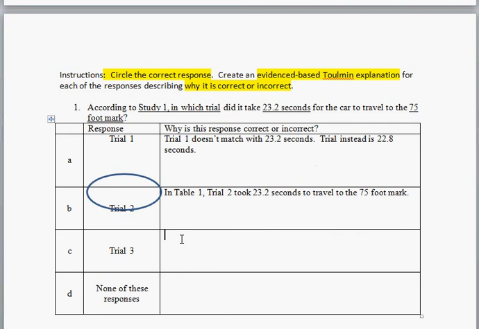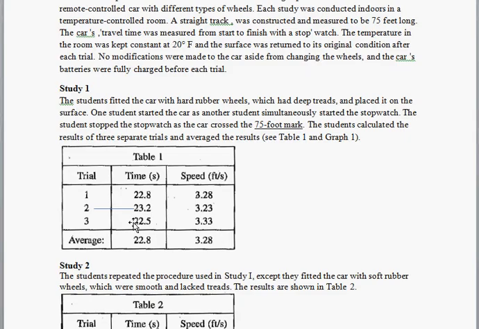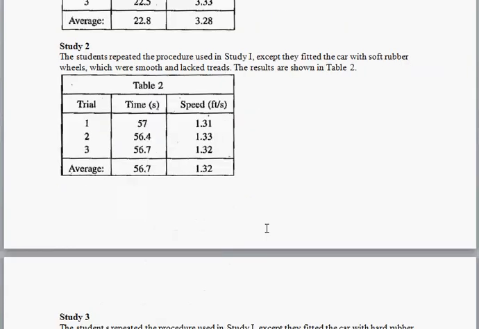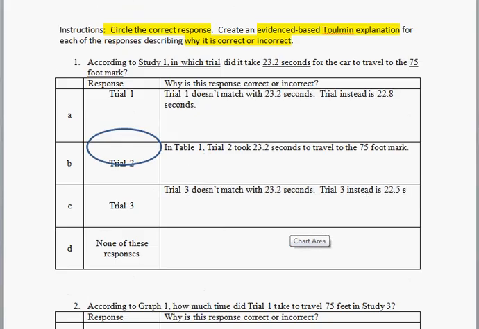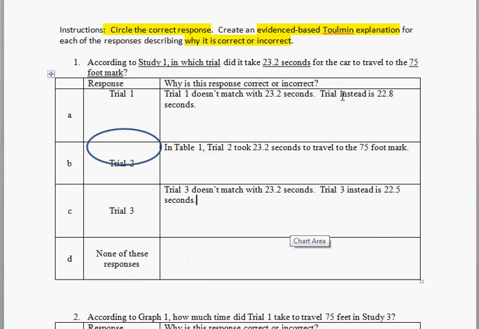Now how about trial 3? Well, trial 3, so bad at typing, trial 3 doesn't match with 23.2 seconds. Trial 3 instead is 22.5 seconds. I forgot the one up here. I just noticed.